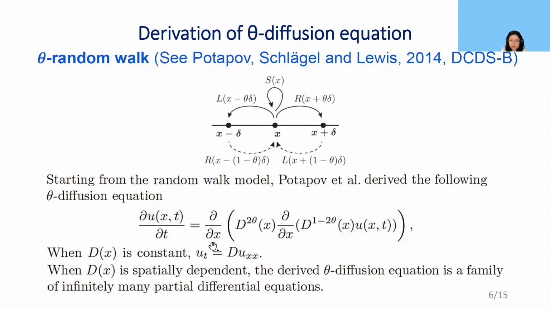So a special case is when the diffusion rate is a constant. Then in that case, the θ-Diffusion equation will be reduced to this simple case. So this is the commonly used model by many authors when they use PDE models to describe a population movement.